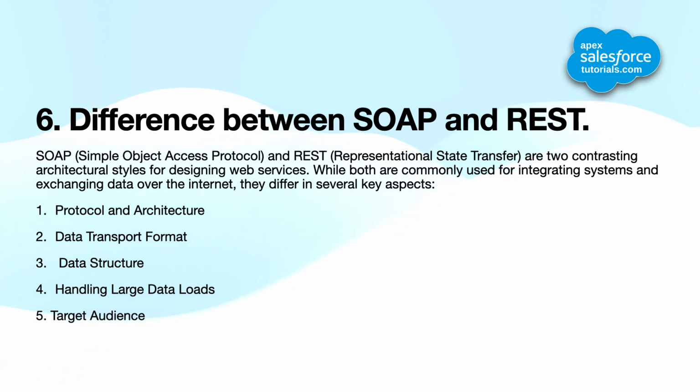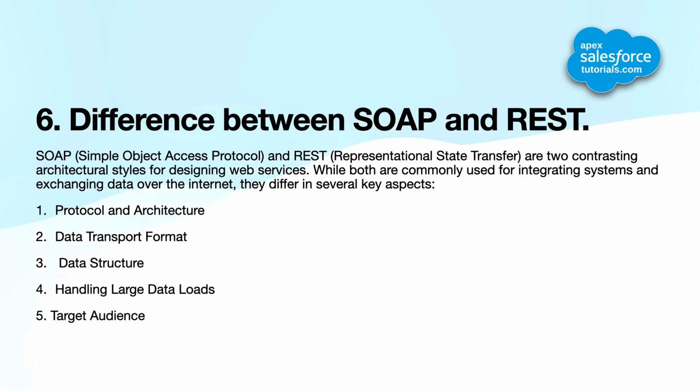2. Data transport format. SOAP API transports data using XML, a markup language that provides a structured and typed representation of data. XML messages include header and body sections and adhere to a specific schema defined in a WSDL, Web Services Description Language file. REST API allows for the transport of data in either JSON, JavaScript Object Notation, or XML format. JSON is preferred for its lightweight and human-readable syntax, making it well-suited for web and mobile applications.